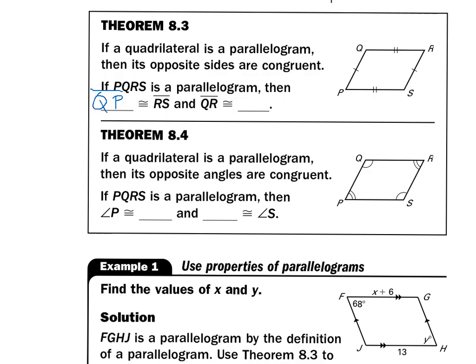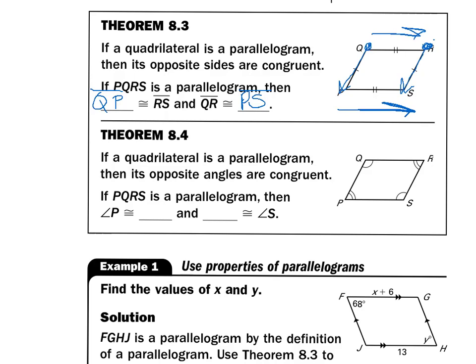Okay, notice that I did not say RS is congruent to PQ. That's because if I started at R up here and went down to S, I need to start at Q and go down to P, because R is a match to Q. So we want to go in the same direction. So QR is congruent to PS. And those are these over here.